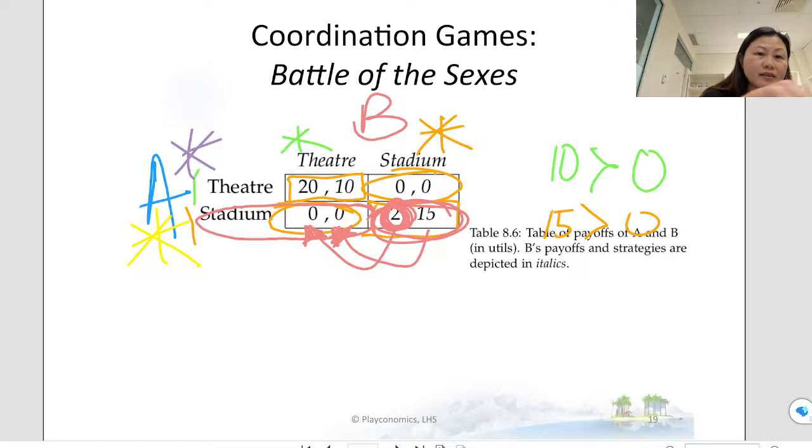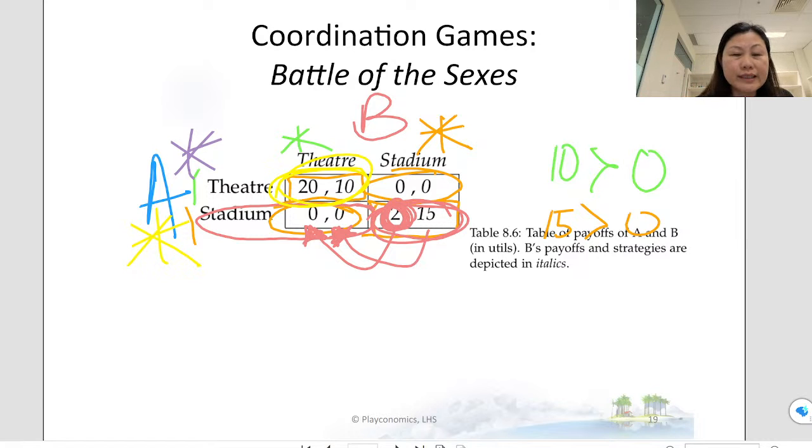Here, player A does not want to move to the stadium. They don't want to lose 20 utils for 0. And player B does not want to move from theater to stadium, because then they're losing 10 utils and getting 0. So because they are not going to deviate, they are at Nash equilibrium.